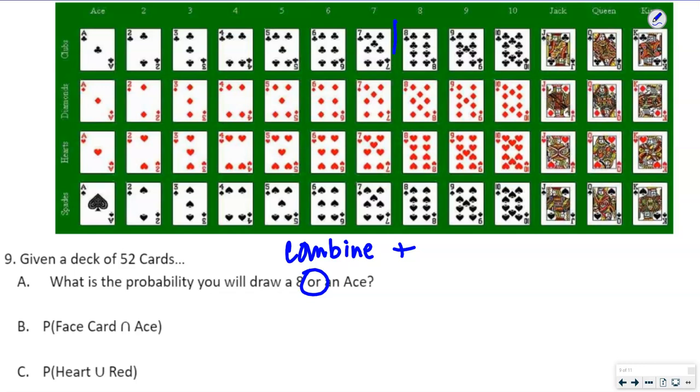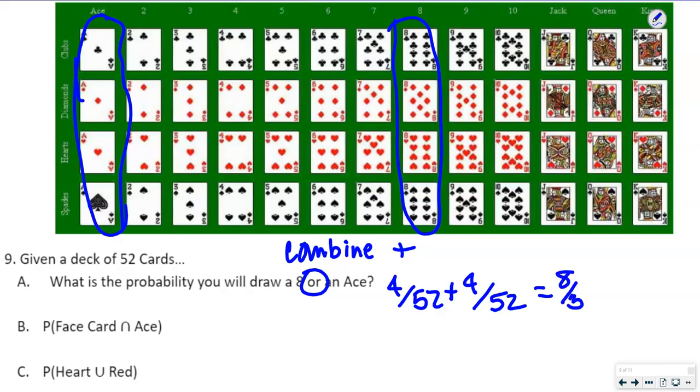Okay, so we got 8s right here, right? And we got aces right here. Aces right here. So isn't that going to be 4 over 52 plus our 4 over 52? No overlap in that group, right? So that's going to be 8 over 52, which reduces to be 2 over 13, which is equal to 0.15 or 15%, okay?